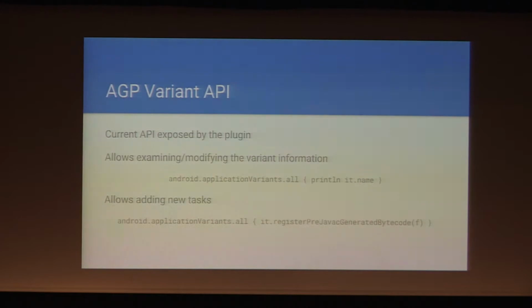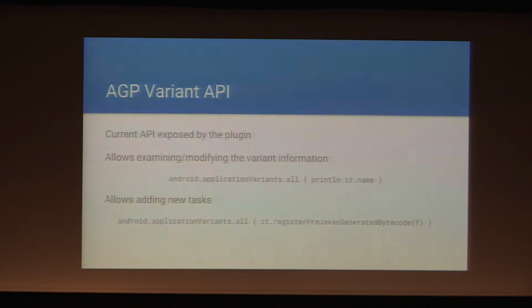So that's the current API that's exposed by the plugin. It was designed a while ago, and basically what we wanted to allow developers to do is to examine and modify variant-specific information. So previously we had DSL that's sort of variant-specific, but through this API we actually wanted to allow modifications of a single variant, so just a specific variant. For instance, in the previous example, that would be allowing to modify the debug paid version.